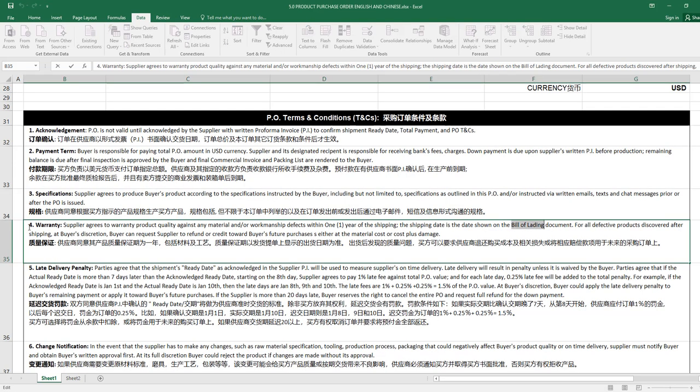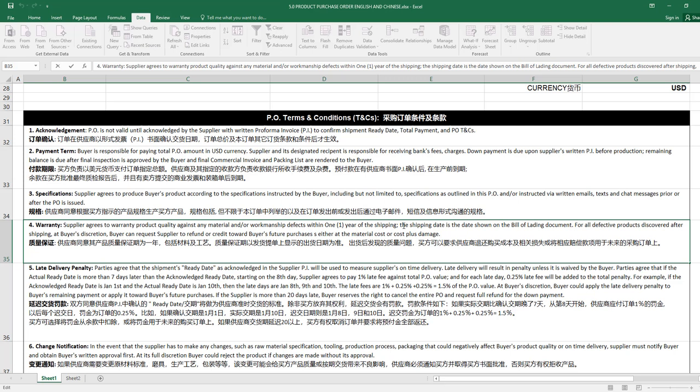Number 4 is the warranty. The first point is the warranty period. In this purchase order, I defined the material or workmanship defects as warranty issue, and the period is 1 year of the shipping. Guys, you can negotiate either 1 year or 2 years or 3 years, depending on the type of the product. Electronic products, they probably don't even go beyond 6 months. You know what I mean? So the shipping date. So 1 year starts to count from the shipping date.